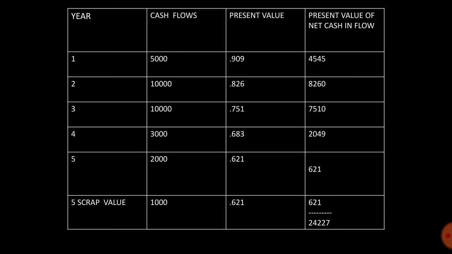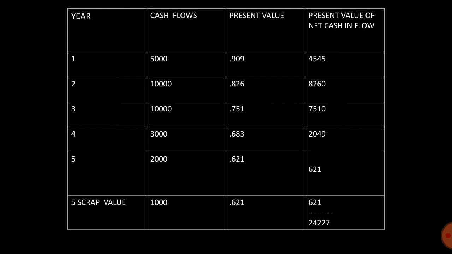Then we want to convert cash inflows into present value of cash inflow. For that we multiply cash inflow with present value. So 5,000 into 0.909 is 4,545. Then second year 10,000 into 0.826 is 8,260. Then 10,000 into 0.751 is 7,510. Then 3,000 into 0.683 is 2,049. Then 2,000 into 0.621 is 621. Then last column scrap value 1,000 into fifth year's present value 0.621 is 621.